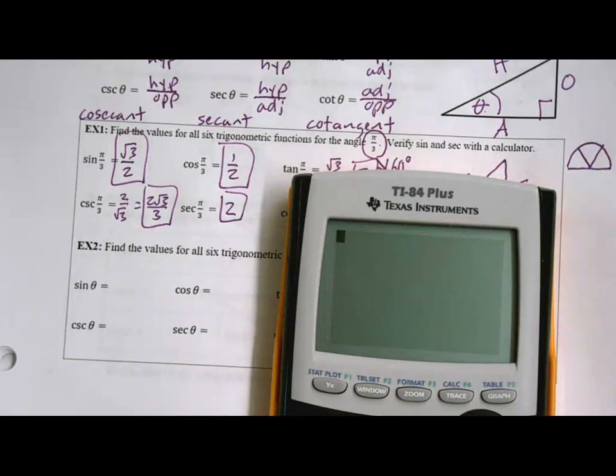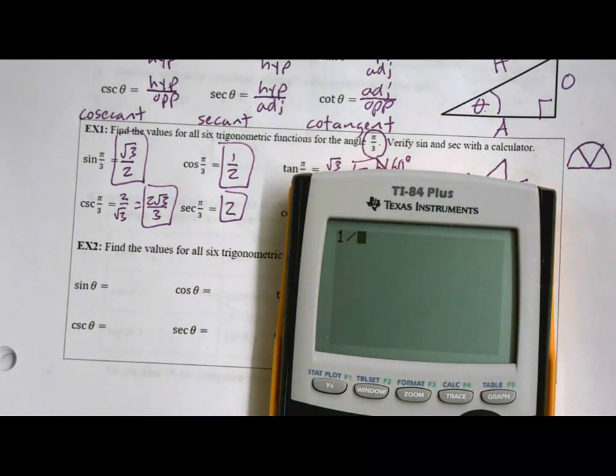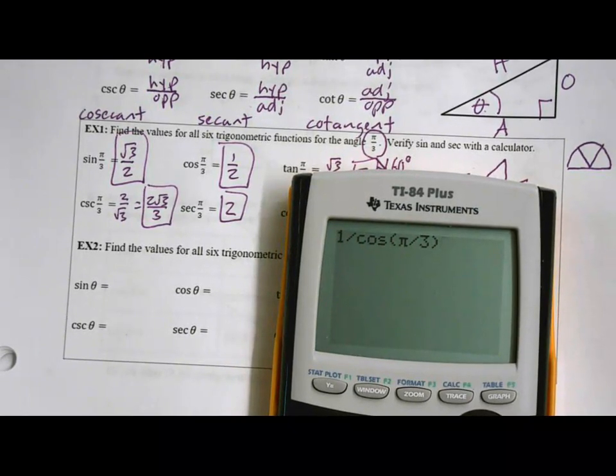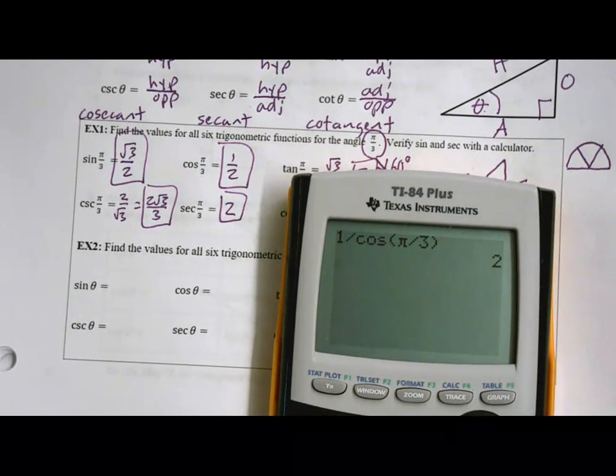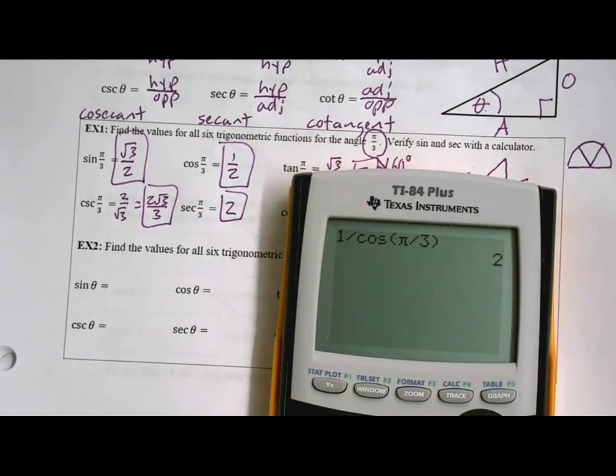Secant is related to which of the three main ones? Cosine, and it's the reciprocal. How do you do the reciprocal of something? You should do 1 divided by whatever it is, right? So do 1 over cosine pi over 3, and that'll be your secant. So our calculators do not have a secant button on it, but you can just do 1 divided by cosine of whatever your angle is, and that'll give you the secant. Okay. All right.